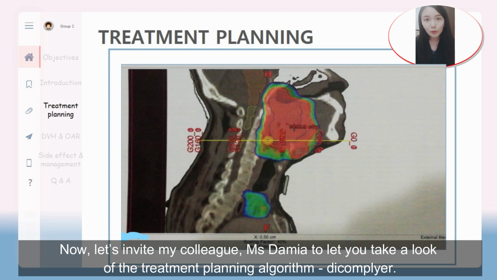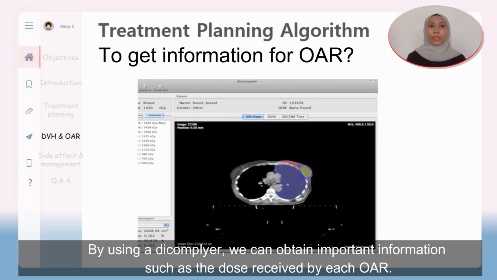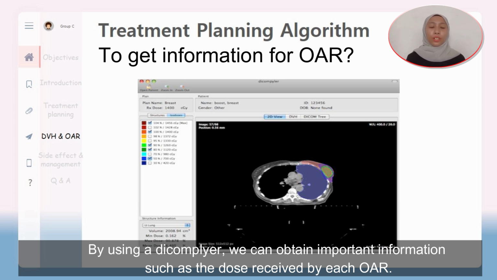Now, let's invite my colleague Ms. Damia to let you take a look at treatment planning algorithm, DICOM player. Next, let's welcome Ms. Damia and Ms. Apirka to present on DVH. By using a computer, we can obtain important information such as the dose received by OAR.